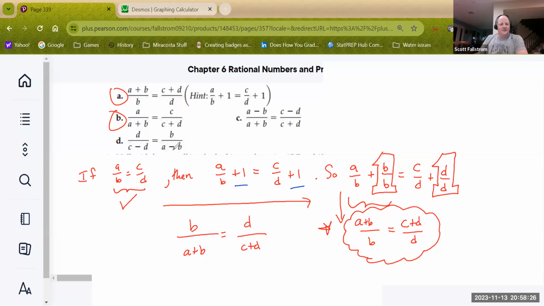So there's another thing. If they give you one of these and say, hey, is B over A plus B equal to D over C plus D? You could say, heck yes, it is, because I took something that's true and all I did is flip it over. Okay.